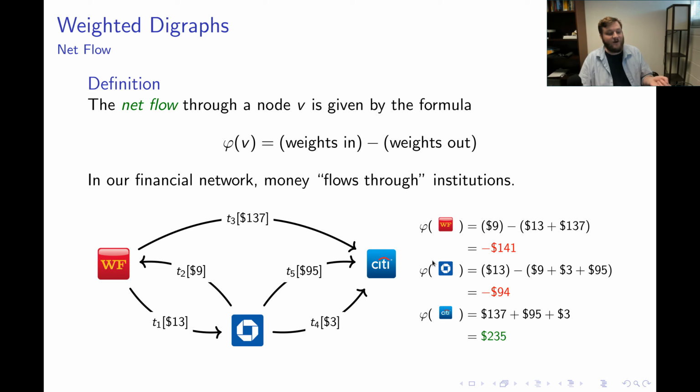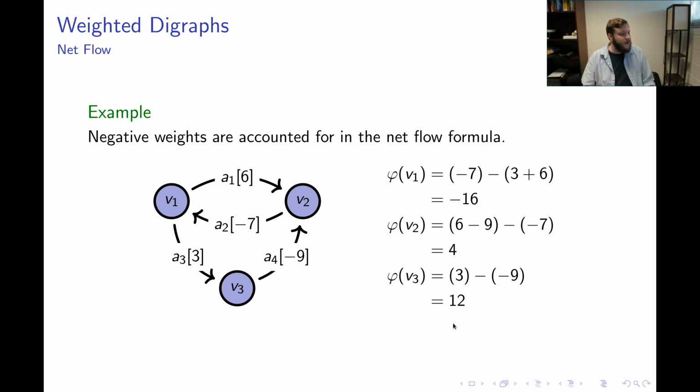So in this model, Chase Bank is down $94. And if I go to Citi, I see that Citi has three arrows pointing to it, but no arrows pointing away. So all we do here is we add up the weights pointing to Citi. That would be 137 plus 3 plus 95, which is plus 235. So Citibank is the only of these three institutions in this model that is actually making money through all these transactions. Excellent.